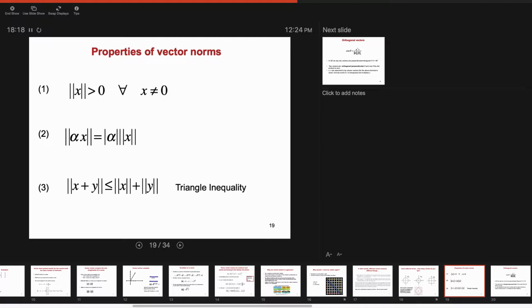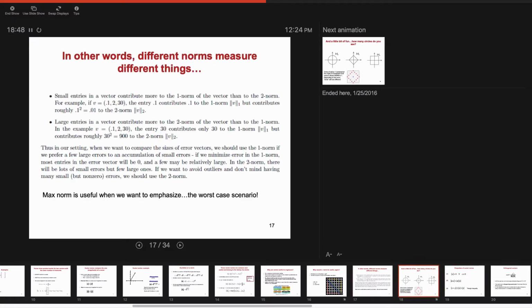If I multiply a vector by a scalar, I'd like the norm of that multiplication to be the absolute value of the scalar times the norm of that vector. Okay? And then this is the so-called triangle inequality. If I add two vectors, the norm of that result should be less than or equal to the sum of their individual norms. Those are all of the rules that a norm has to obey. Now let's look at some different norms.